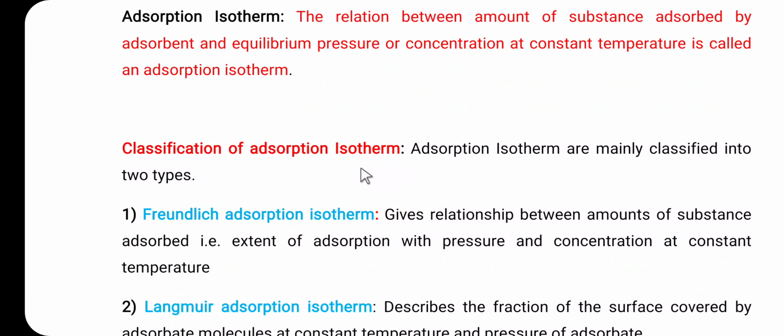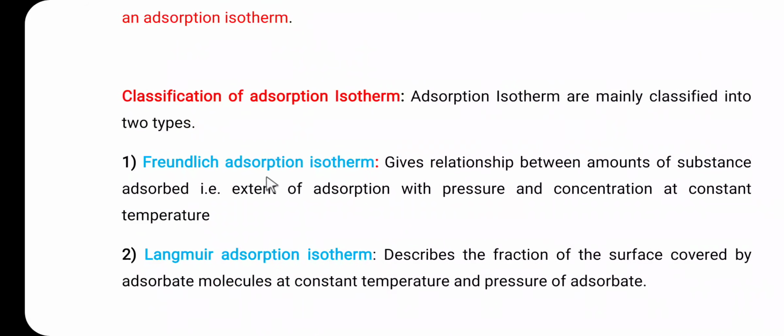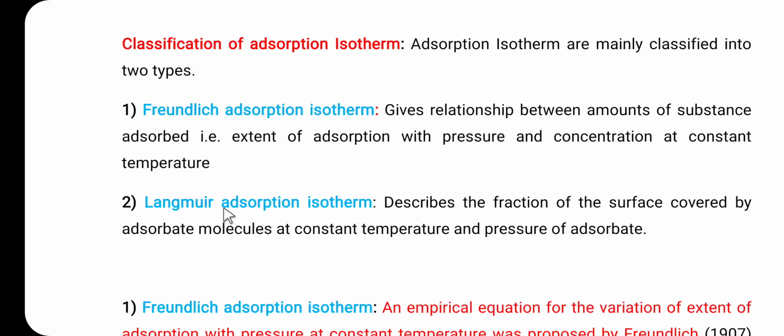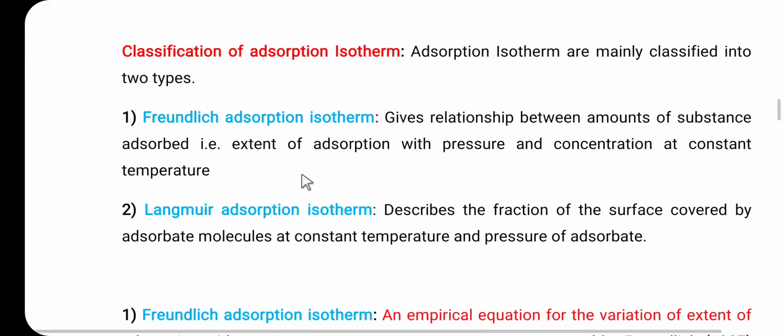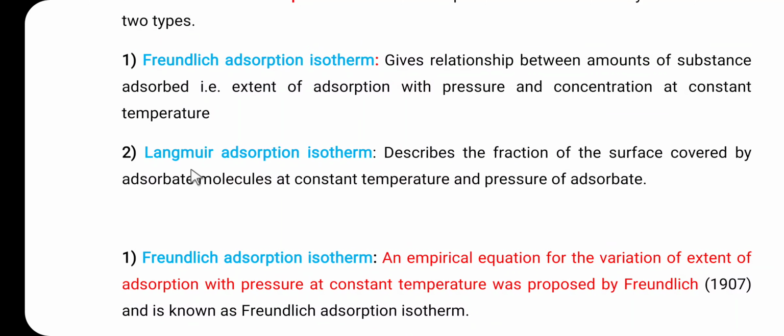Adsorption isotherm is classified into two types. So, classification of the adsorption isotherm. The first type is the Freundlich adsorption isotherm, and the second one is the Langmuir adsorption isotherm. In this lecture we are going to discuss the Freundlich adsorption isotherm, and in the next lecture we are going to discuss the Langmuir adsorption isotherm.